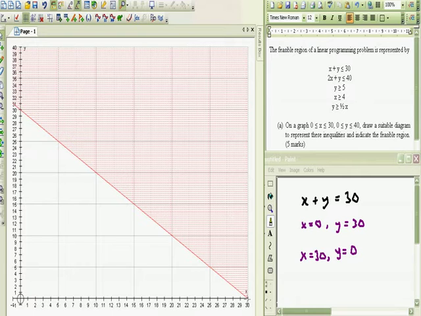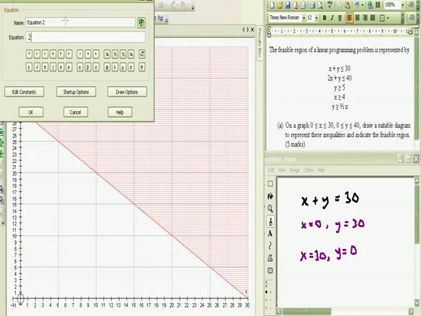Select a point either side of the line. So the easiest one to deal with in this case is going to be (0, 0). Don't ever pick a point that is on the line. Always pick a point that is off the line. So (0, 0) will do. So I look back up at my original inequality. If x is 0 and y is 0, 0 plus 0 is definitely less than 30. So that is in the region I want. Okay, so that makes sense. And that is how you would progress to draw these lines and choose the regions.